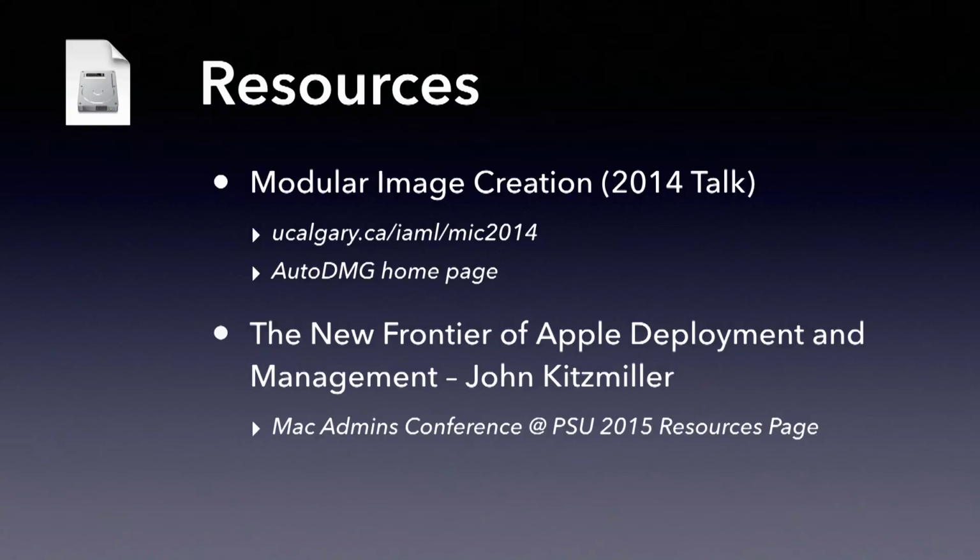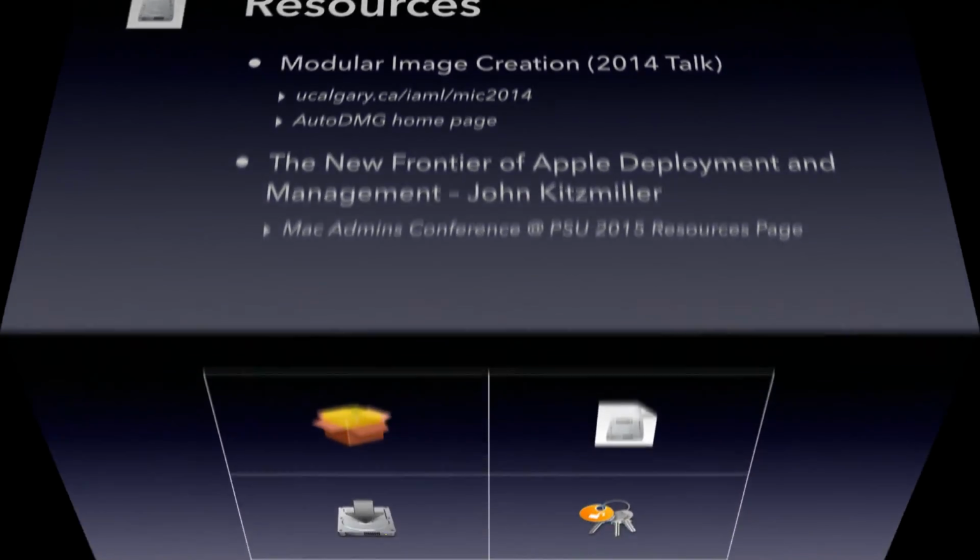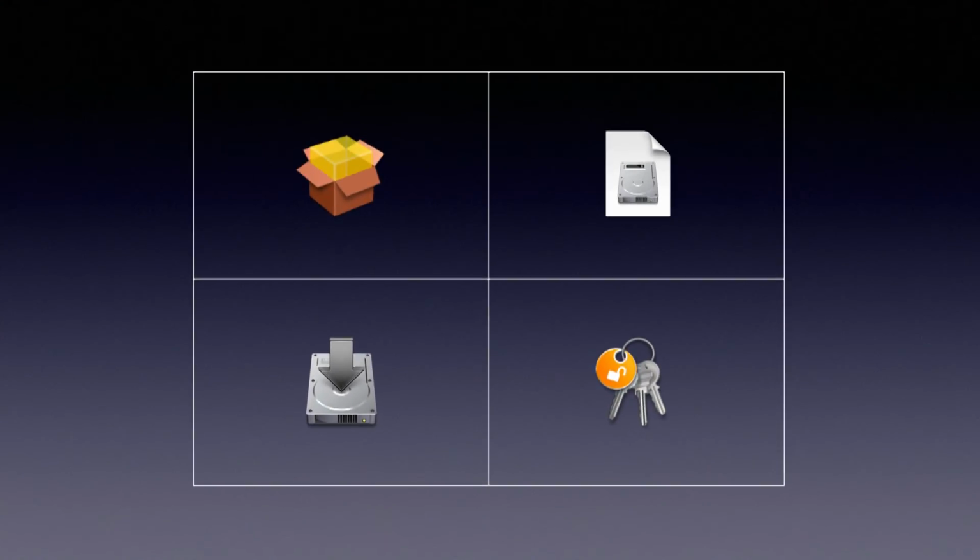Having said that, the next talk from last year by John Kitzmiller is almost the counterpoint, or what you should be thinking about when you're doing modular imaging. Spoiler alert: imaging is dead. There's a quite notable slide that went around the community for a while from that presentation. So that's imaging and image creation. Next slide. We're back to our grid again, and the third topic is deployment. Next slide.